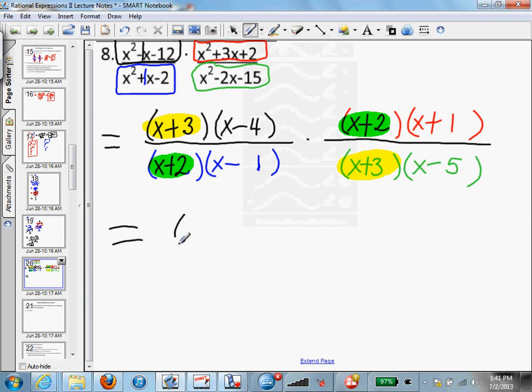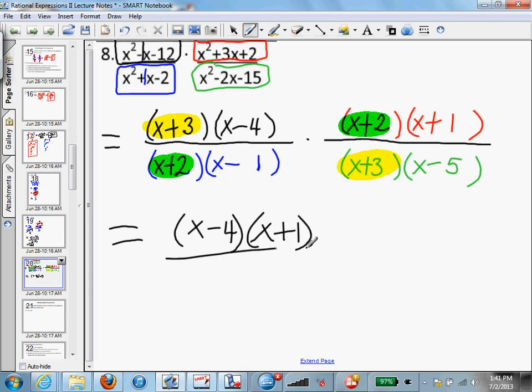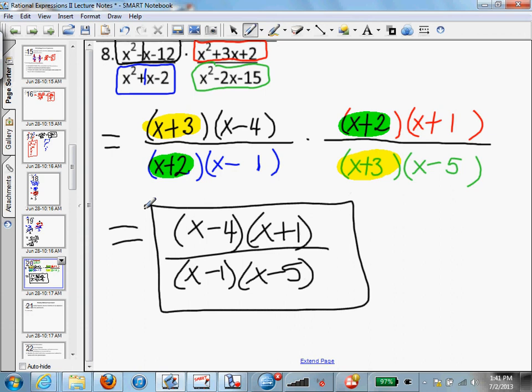Everything that is not highlighted will be left behind, so I have the quantity x minus 4 times the quantity x plus 1 over the quantity x minus 1 times the quantity x minus 5. And that is the solution.